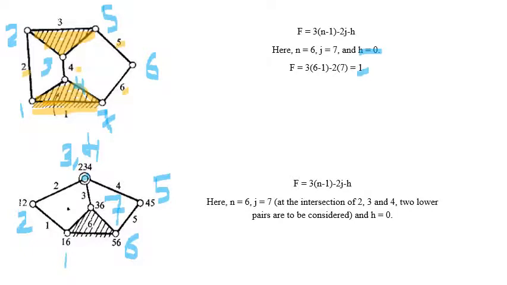So this point is important: the junction of 3 links, we need to consider as 2 joints. Therefore, J is equal to 7. None of these links have line contact or point contact. Therefore, H is equal to 0, higher pair is equal to 0. After substituting all the values in the above equation, Grubler's criteria, and simplifying, we got F is equal to 1, which means this mechanism has a single degree of freedom.